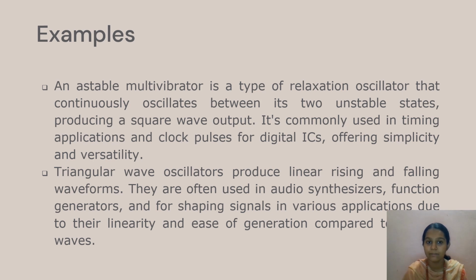An astable multivibrator is a type of relaxation oscillator that continuously oscillates between two unstable states, producing a square wave output. It's commonly used in timing applications and clock pulses for digital ICs, offering simplicity and versatility. Triangular wave oscillators produce a linear rising and falling waveform. They are often used in audio synthesizers, function generators, and for shaping signals in various applications due to their linearity and ease of generation compared to the square wave.